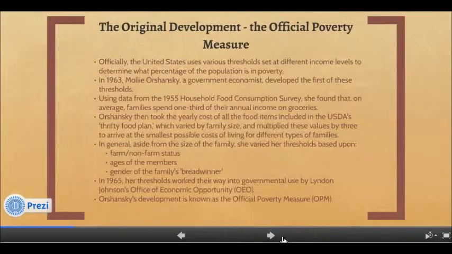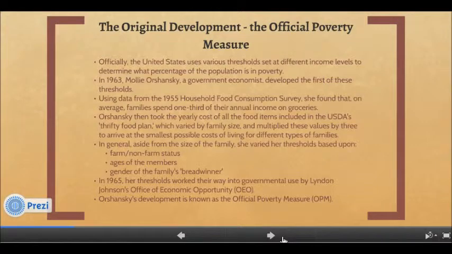The United States determines the official poverty rate using poverty thresholds that are issued each year by the Census Bureau. The thresholds represent the annual amount of cash income minimally required to support families of various sizes. In 1963, Molly Orshansky of the Social Security Administration created the first of these poverty lines using the U.S. Department of Agriculture's Thrifty Food Plan.